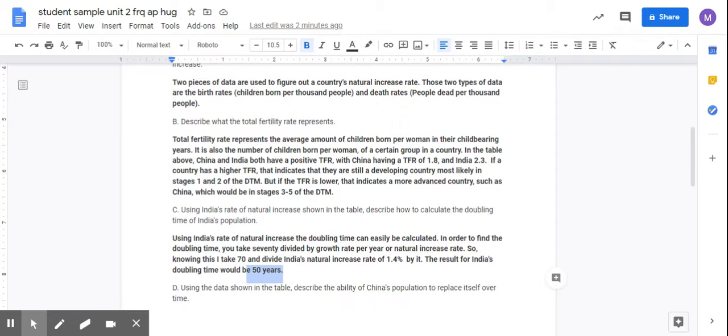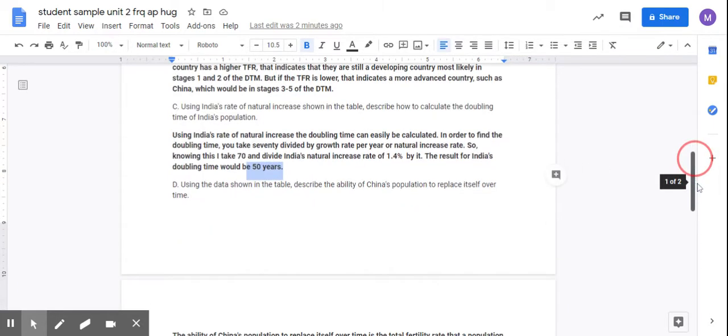Now, some of you divided by 14 or another percentage, and you got like 35 or 28, something like that. So that would be incorrect. You got to show us the correct math here too. So that's C. So 3 down, 2 to go.